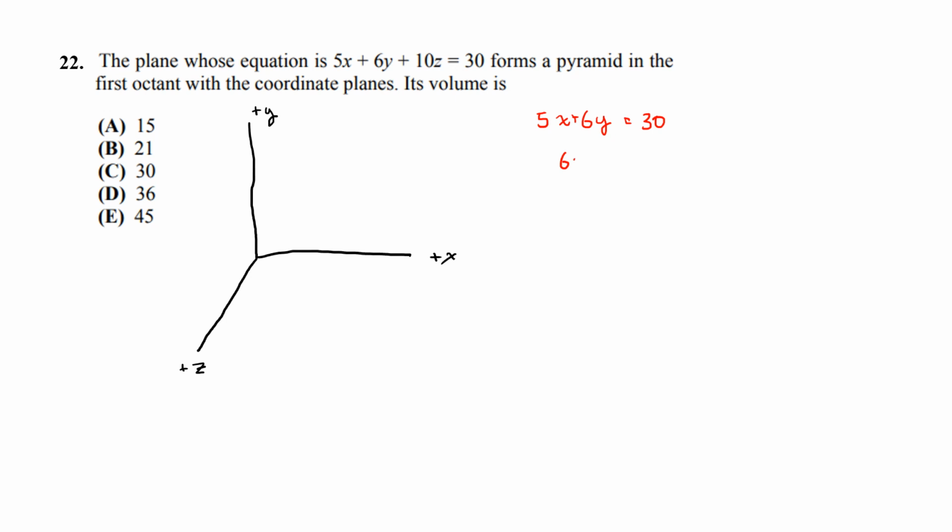Let's keep 6y on this side: 6y equals minus 5x plus 30. Divide by 6 on both sides, and we get y equals negative 5/6 x plus 5. Therefore, we see our y-intercept at 5. Let's draw that in. It's at 5. And we have our x-intercept where y equals 0: 0 equals negative 5/6 x plus 5. Subtract 5 on both sides.